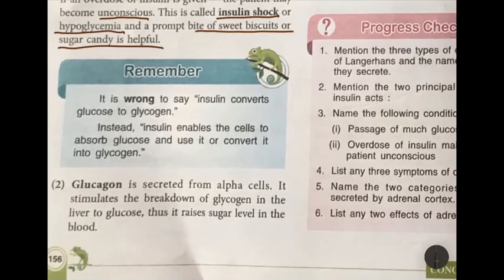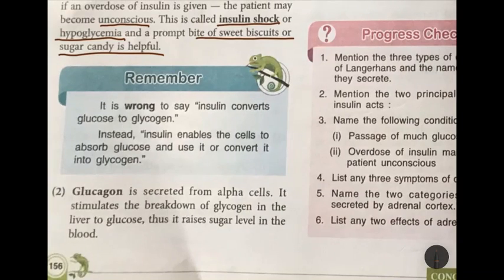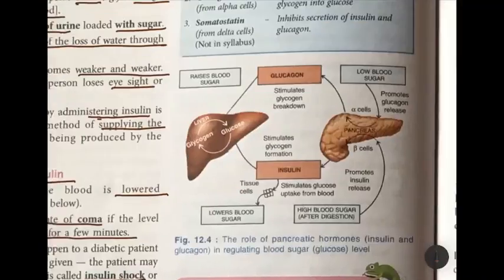Now the next hormone secreted by the pancreas is glucagon, and it is secreted from the alpha cells. It stimulates the breakdown of glycogen in the liver to glucose. So the glycogen is broken down and reconverted to glucose, because when there is excess of glucose in the blood, the glucose is stored in the liver as glycogen, and whenever required, the glycogen will be reconverted into glucose. So this stimulation is done by glucagon. As a result, since more glucose is coming into the bloodstream, it raises the sugar level in the blood.